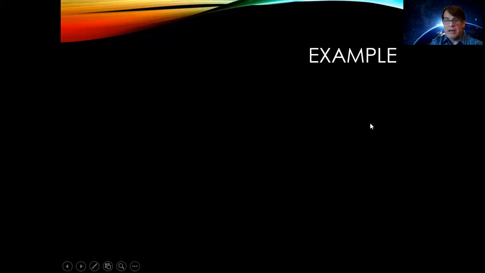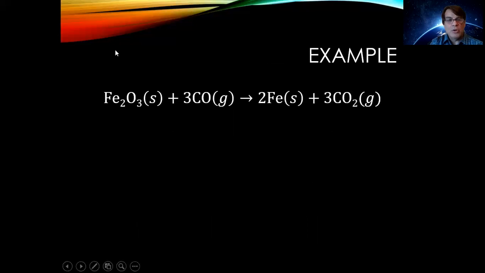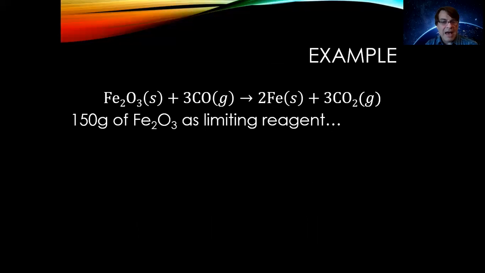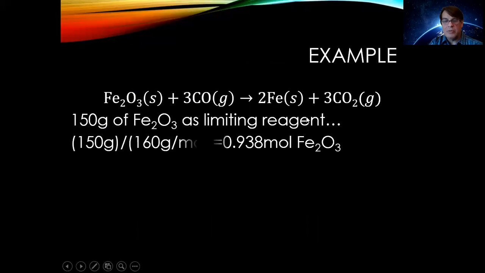Okay, so let me do another example from this section. So let's say we've got iron oxide plus carbon monoxide is going to react. This is in solid, this is in gas. It's going to react to get iron plus carbon dioxide, okay, in gas form. All right, so let's say that we have 150 grams of iron oxide here, okay? So that's the limiting, we're told that's the limiting reagent.